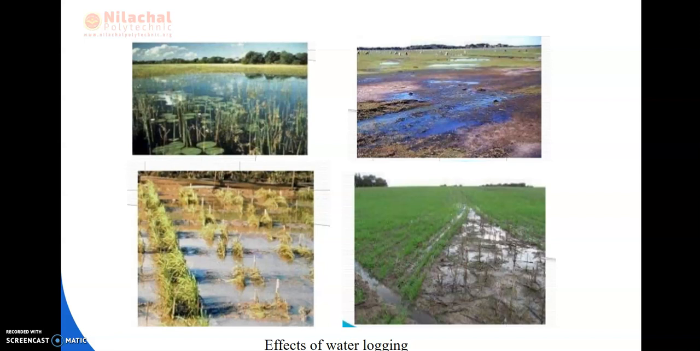So all of us know that the water has been sent to the agricultural land for the betterment of the crops. So we can say that the irrigation land is affected by the waterlogging. Okay.